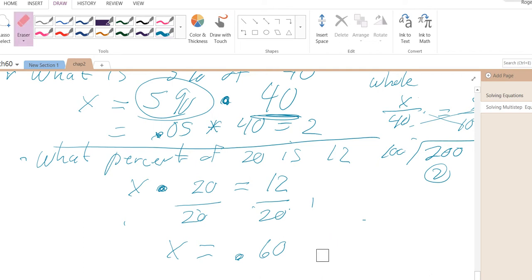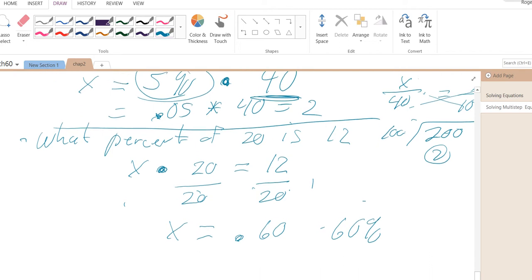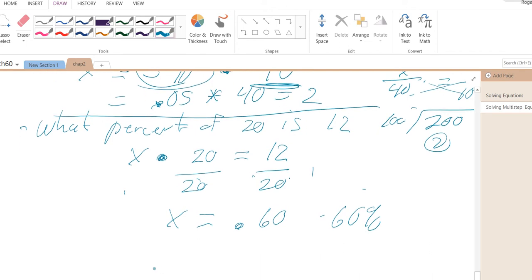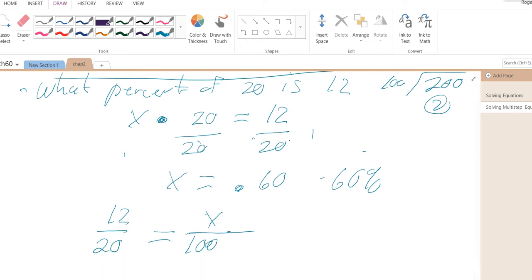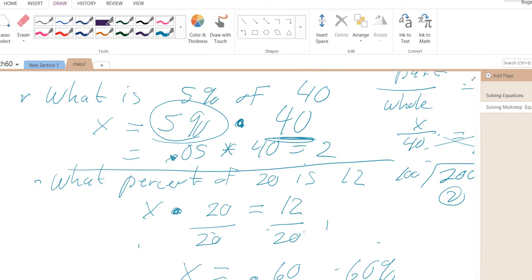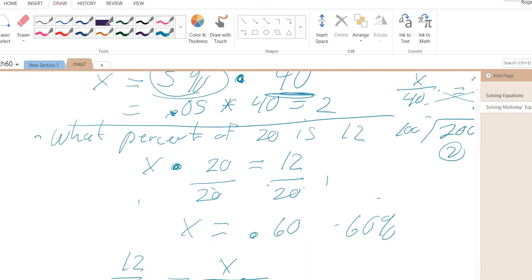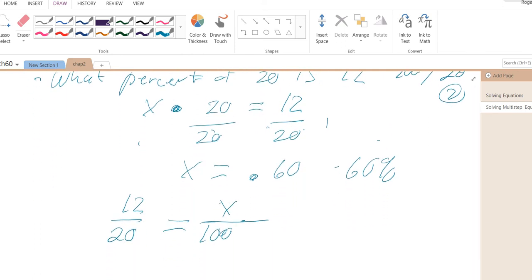Okay. And again, if you want to do the percent over whole thing, let's see if I can get it right this time. What percent over 100? It's always over 100 because 100 is based on percent. 12 and 20. And then cross multiply, and you'll end up getting 60. Okay. So there's two. So the first one we did was what is 5% of 40? You just got to work that out. What percent of 20 is 12?